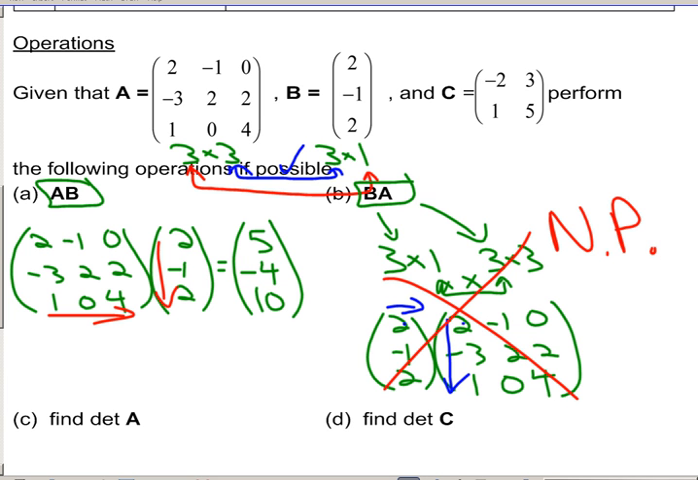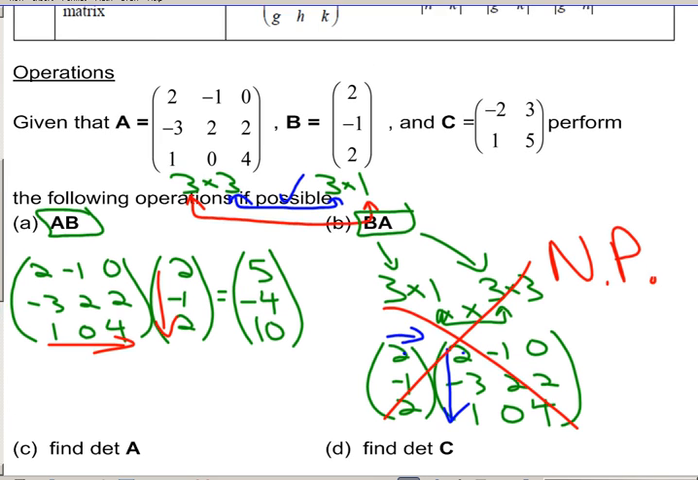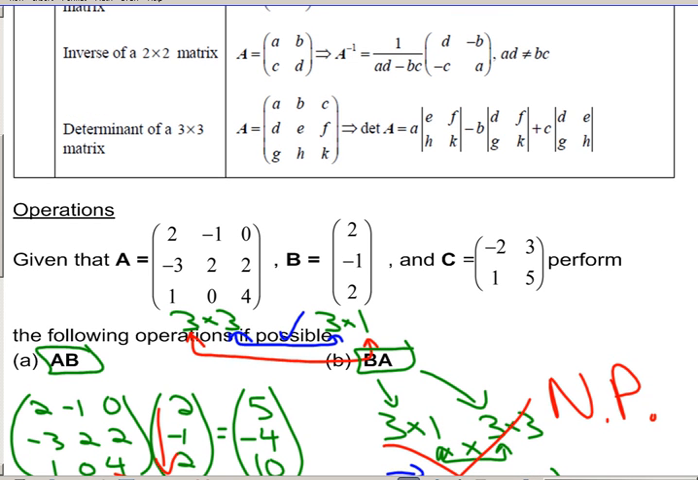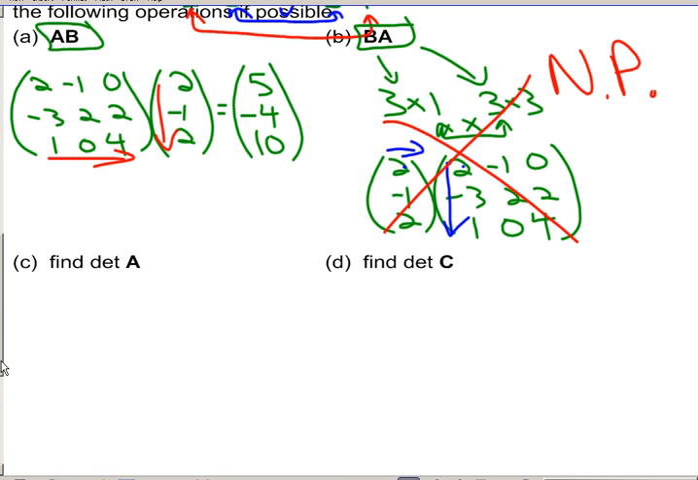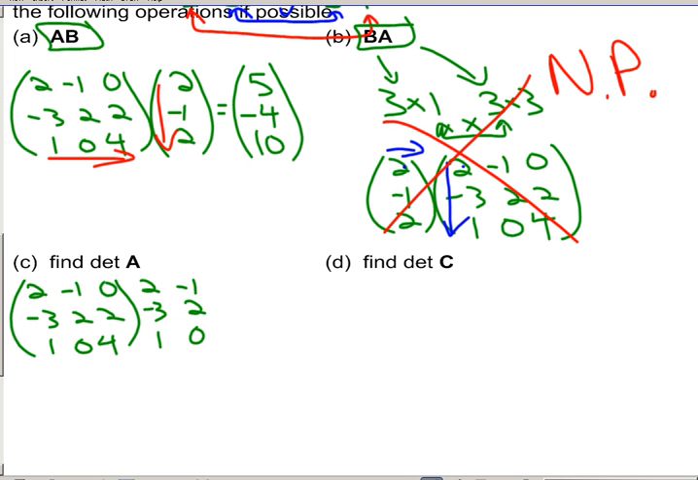All right, find det A. So you've got a formula for finding determinant of a 3x3 right up here. I've got a little shortcut, though it doesn't save that much time, that I like to use. But by all means, use the one that's in the formula booklet if you're more comfortable with that. So I'll write out the matrix A, and then I'll write out the first 2 columns again. And this will work for every 3x3.